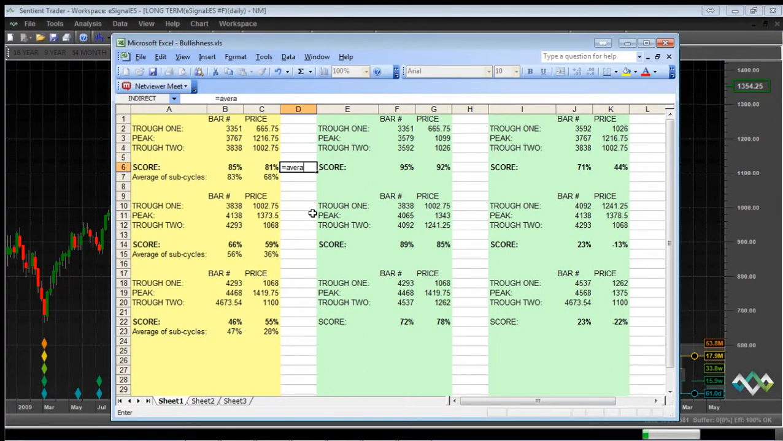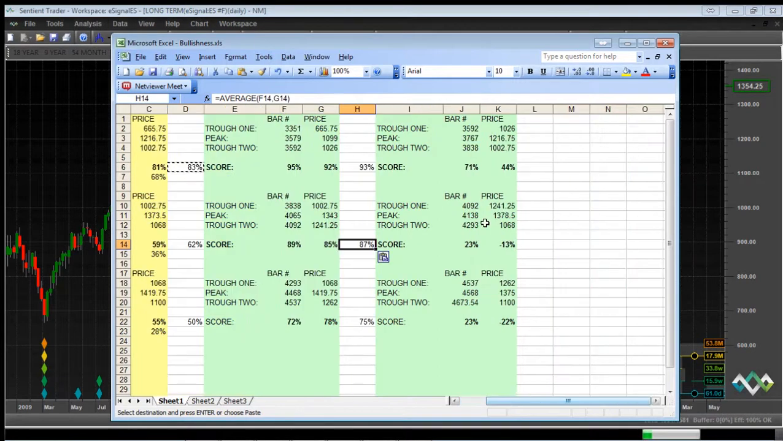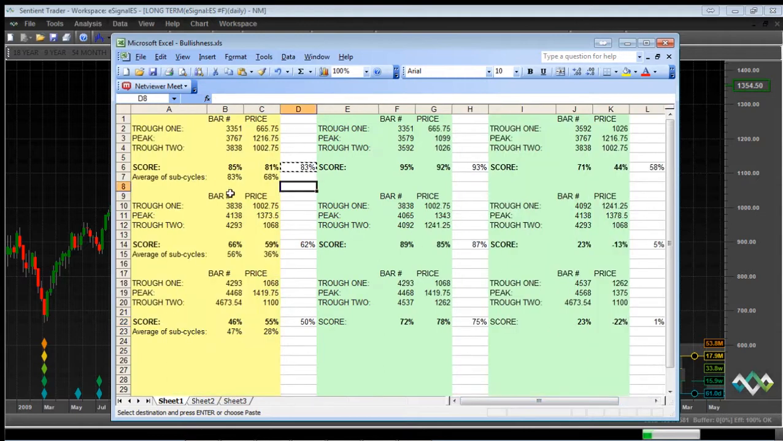What you could do, which I haven't done here, is average those and come up with an average figure. Let's quickly do that. So this is equal to the average of that and that. In fact, the average score there was 83%. Let's copy those and do it all the way across, and I'll explain what all these other numbers are. We've got lots of numbers to look at.